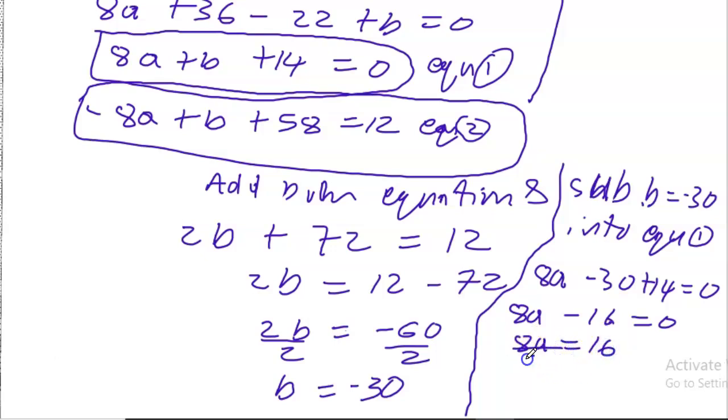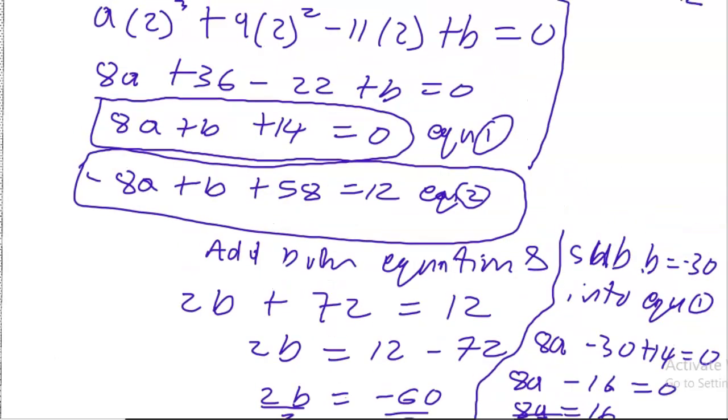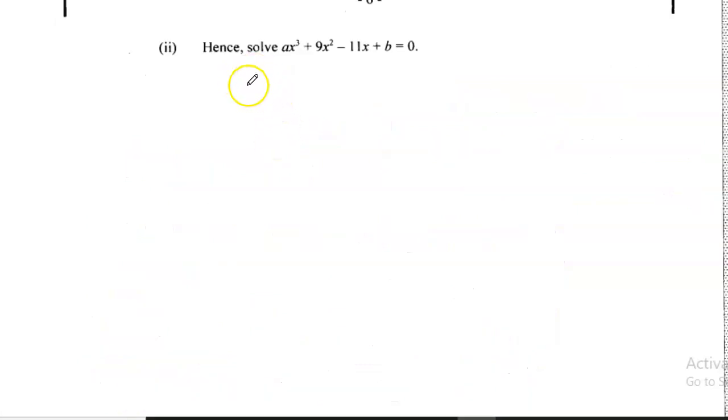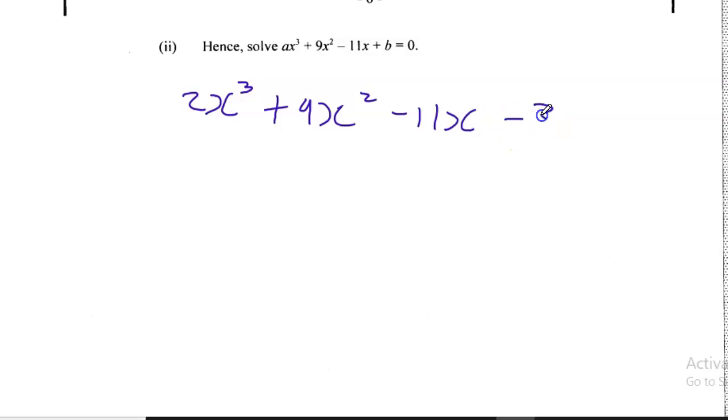Divide both sides by 8, a is equal to 2. So our solution, a is equal to 2 and b is equal to minus 30. Solution to the problem here, a is 2, b is negative 30. So that's proven. Hence we're asked to solve this polynomial here. So a is 2, b is negative 30, so we can rewrite this as 2x cubed, since a is 2, plus 9x squared, minus 11x, and b is minus 30. So minus 30 is equal to 0.